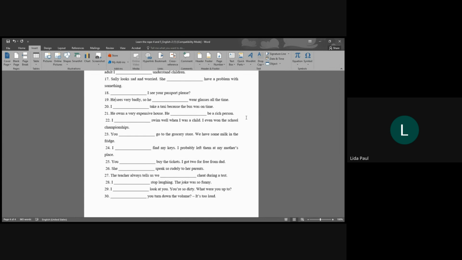Okay, correct. 22: "I ___ swim well when I was a child. I even won the school championships." I could swim when I was a child. Could is used to show ability. I could swim well when I was a child.